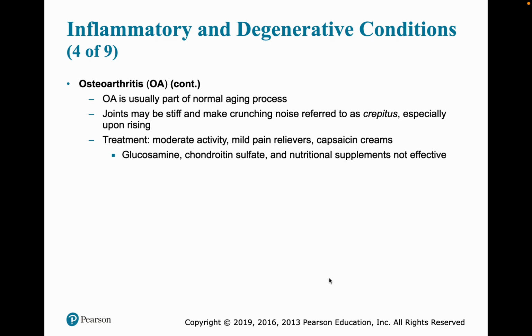The joints make stiff, crunching noises called crepitus, especially on getting up in the morning. So this is the type of arthritis that hurts worse in the morning, and as you start moving, it gets feeling a little better. So one of the treatments would be moderate activity. Mild pain relievers and capsaicin creams have been shown to be effective. We'll say that things like glucosamine and chondroitin sulfate, all nutritional supplements, and there are many of them sold out there, there is absolutely no evidence that they are any good at treating osteoarthritis or any arthritis at all.